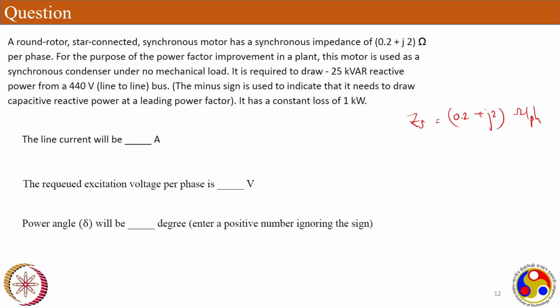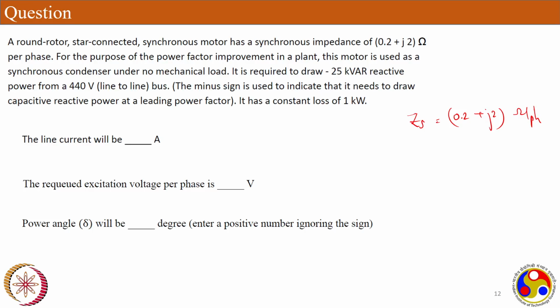Now it is required to draw minus 25 kVAR reactive power. So it's a negative reactive power. It is drawing from a 440 volt line to line bus. The negative sign is used to indicate that it's drawing capacitive reactive power, so it's leading. Drawing means it's taking it itself, it's not injecting any reactive power to the bus. It's drawing, so it's a negative value.